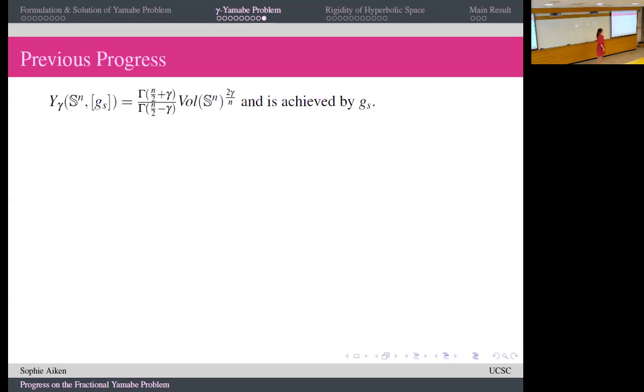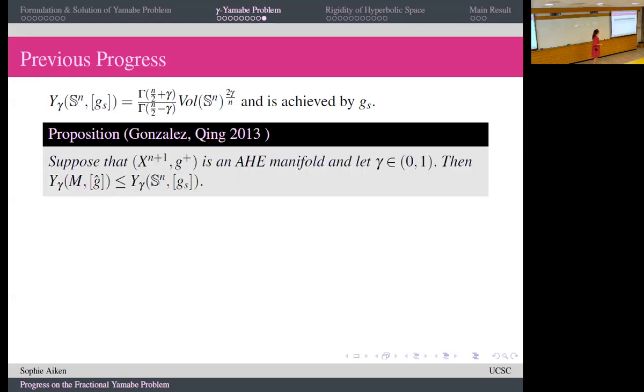Okay, so some previous progress that has been made on this problem. Again, we know that the fractional Yamabe constant of the sphere is achieved by the standard round metric, and is equal to a constant times the volume to a correct power. Before it was 2 over n, now it's 2 gamma over n. This first fact is also from the same paper by Gonzalez and Qing, but it's just a remark in there.